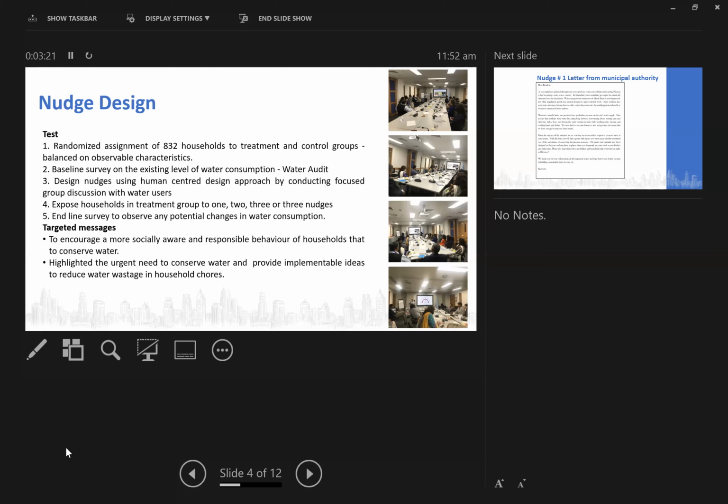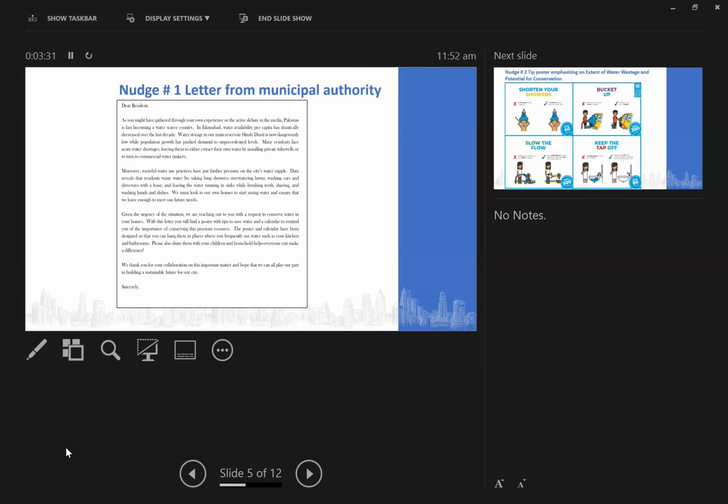Again, the message was to encourage more socially aware and responsible behavior of households so that they can conserve water, and to highlight the urgent need to conserve water. The first nudge that we developed was a letter from the MCI asking households to conserve water. It's a social responsibility because the water resources are depleting in Islamabad. So it's the responsibility of the citizen to conserve water, and the municipality is taking ownership of this and trying to work with city residents to see how water could be conserved.